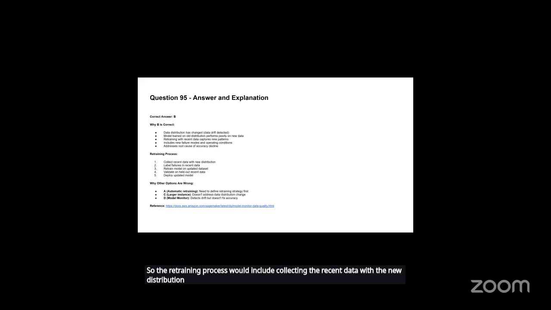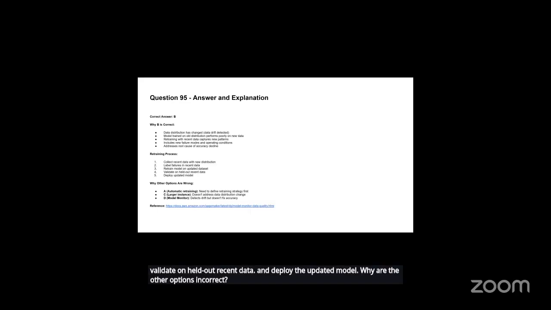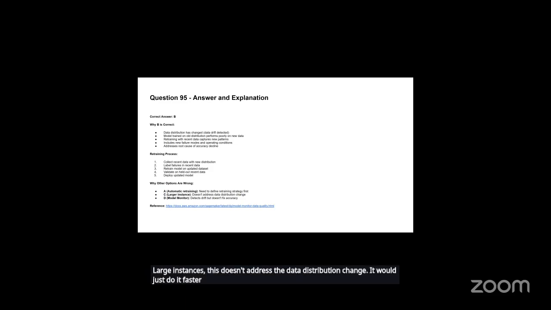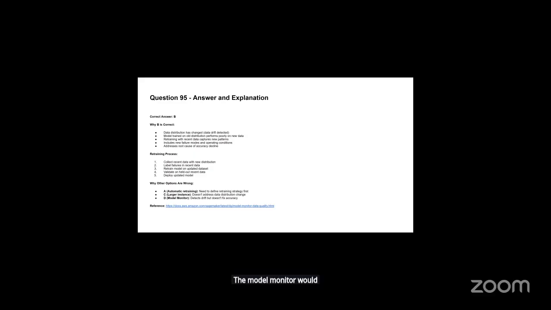So the retraining process would include collecting the recent data with the new distribution, labeling the failures in recent data, retraining the model on updated data sets, validating on held out recent data, and deploying the updated model. Why are the other options incorrect? Automatic retraining, well, you need to define the retraining strategy first. Larger instances, this doesn't address the data distribution change. It would just do it faster. Model Monitor would detect drift, but not fix the accuracy problem.